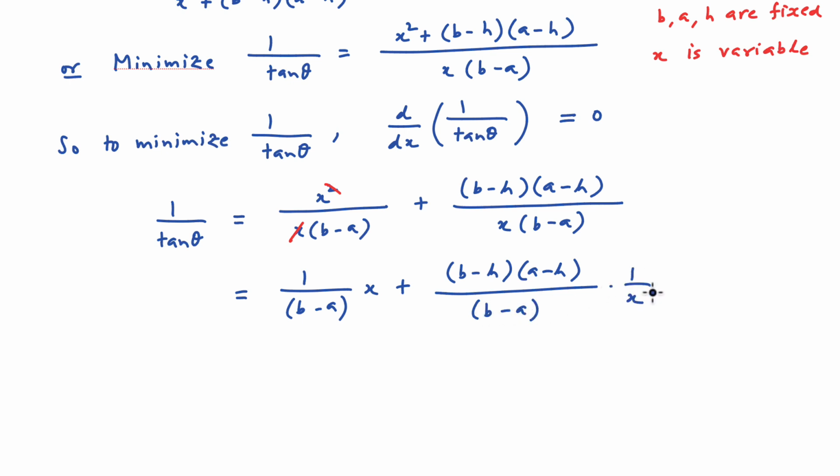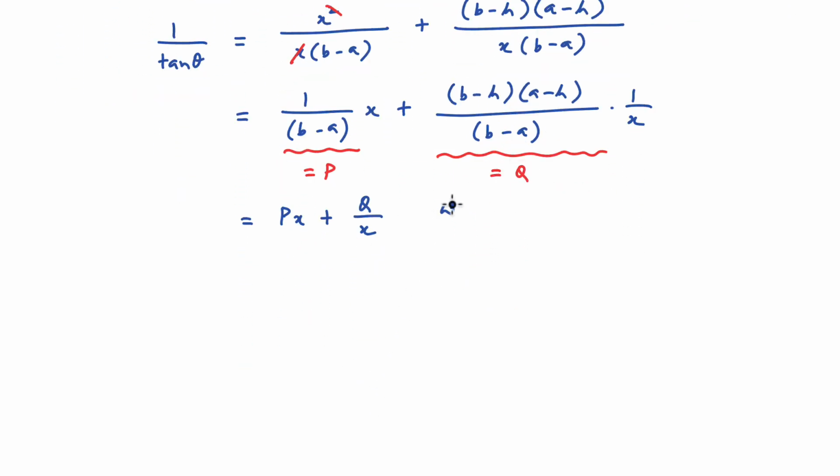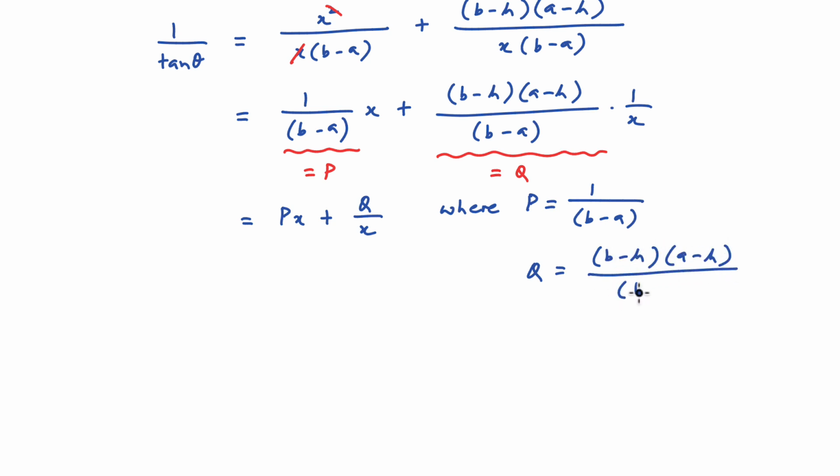Now we save ourselves the trouble of writing all of these constant terms again and again. So we denote the constant in the first term by p and the constant in the second term by q. So the whole expression can be written more simply as px plus q upon x. Notice that it is because of this simplicity that we started to work with 1 upon tan theta. And so we have this expression where p is equal to 1 upon (b minus a) and q is equal to (b minus h) times (a minus h) upon (b minus a).